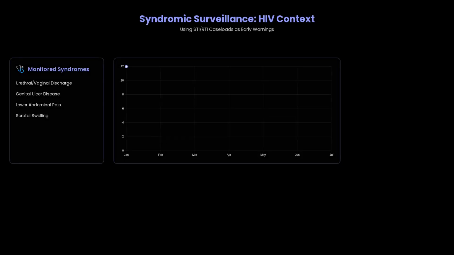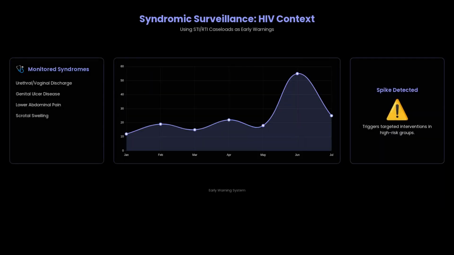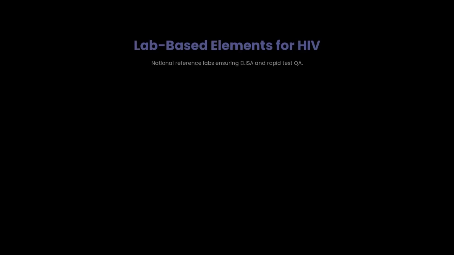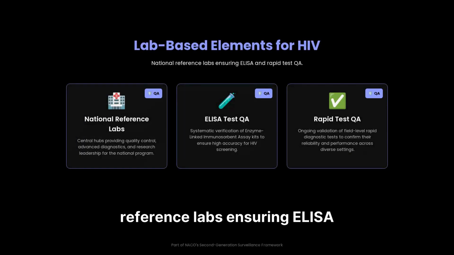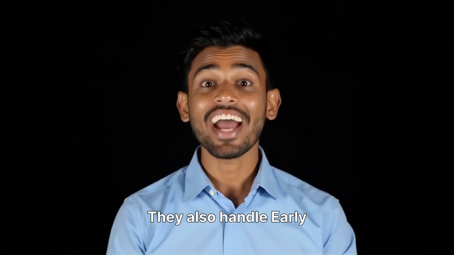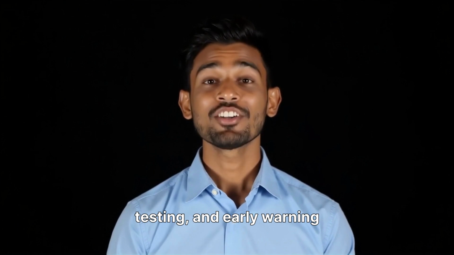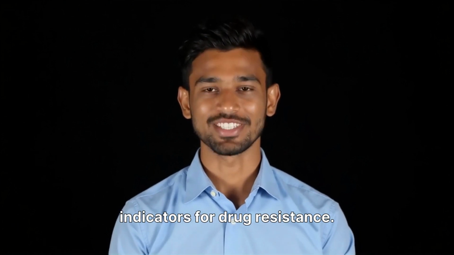Syndromic surveillance in the HIV context uses STI and RTI syndromic caseloads as early warnings. Spikes in these caseloads prompt targeted interventions in high-risk groups. Lab-based elements include national reference labs ensuring ELISA and rapid test QA. They also handle early infant diagnosis, viral load testing, and early warning indicators for drug resistance.